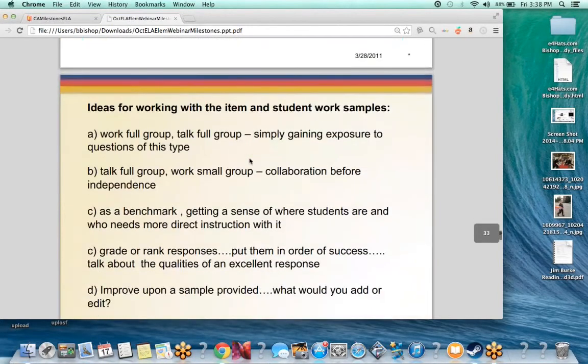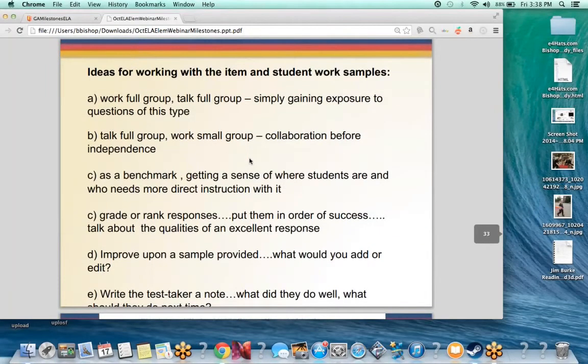But here are some ideas for how to use this resource that we got from New York. First of all, you can work the whole thing full group. You can simply have as your goal for the kids to gain exposure to questions of this kind. Or you could talk about it in full group and then have them work in small groups to collaborate before they do it independently. You could administer it simply as a benchmark.